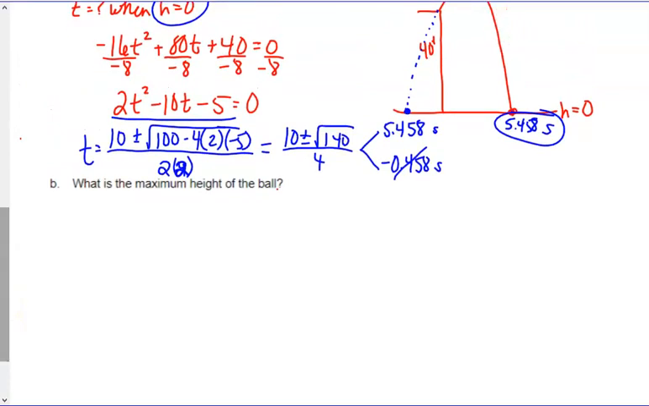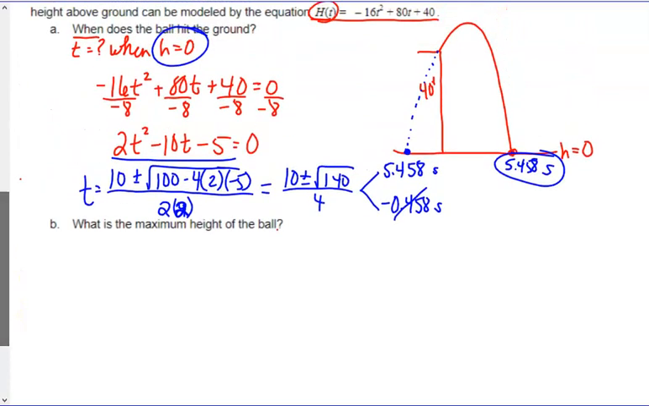Okay? All right, part B and our last question in this section. What is the maximum height of the ball? So I'm looking for how tall it is up here. Well, we know it's above 40 feet, okay? But how tall is it if I launch that at 80 feet per second? I want to know where that occurs.